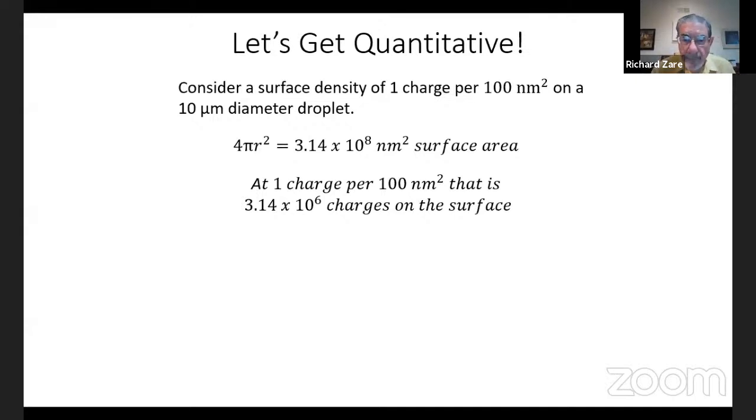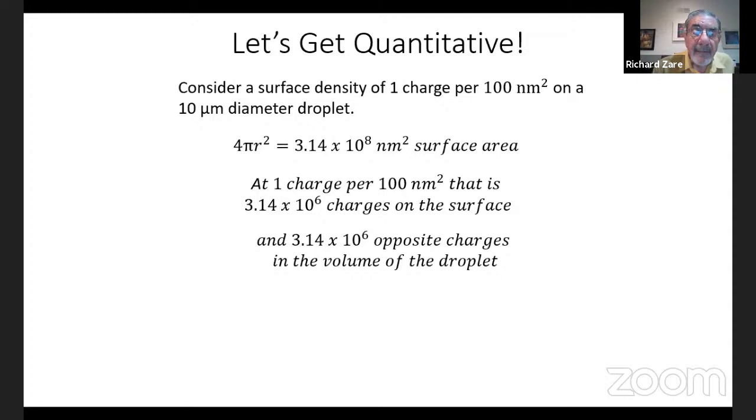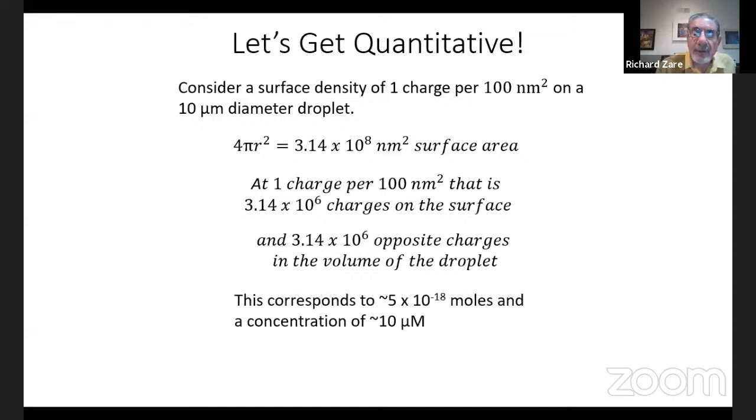So far you hopefully agree. And that means there's 3.14 times 10 to the minus 6 opposite charges in the volume of the droplet that have to be neutral.